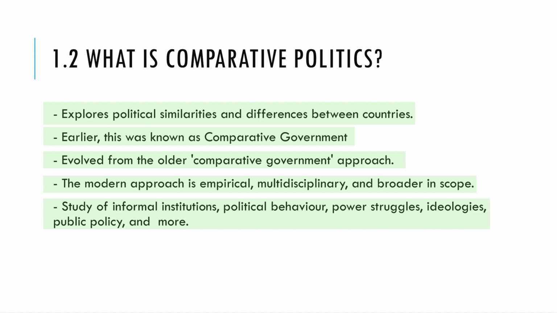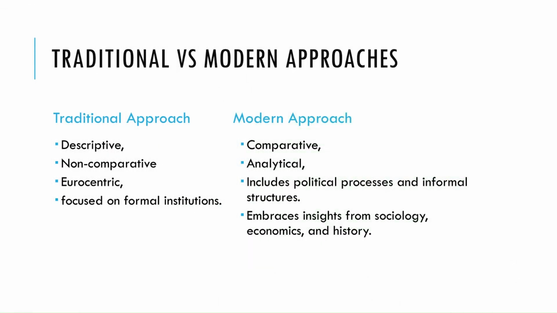Now let's look at how the study of politics has evolved over time, from traditional to modern approaches. So, what changed between the traditional and modern approaches to studying politics? The traditional approach was very descriptive. It focused on individual countries one by one, without much comparison. These studies were often Eurocentric, meaning they focused mainly on European countries and ignored large parts of the world. They examined formal institutions like constitutions, parliament and courts, but ignored the actual political processes and informal systems.